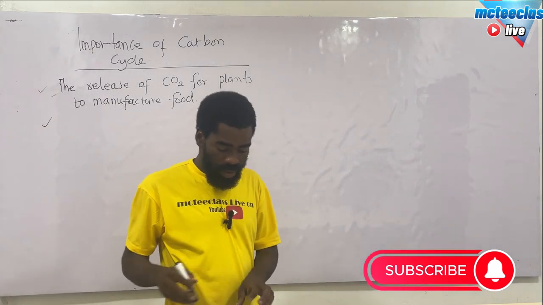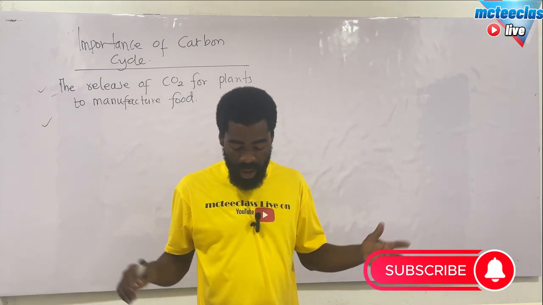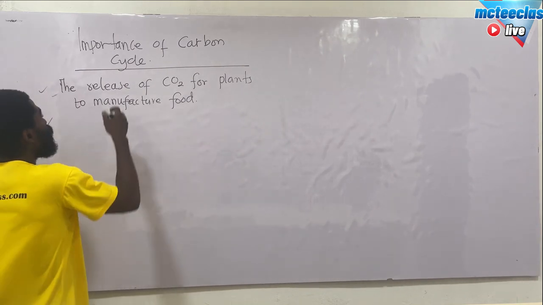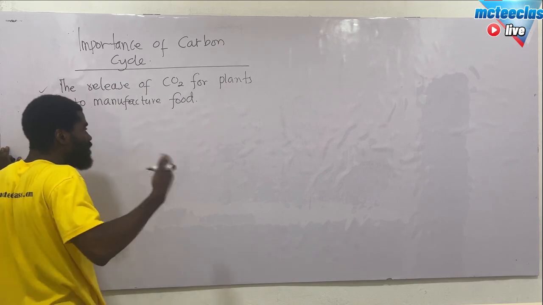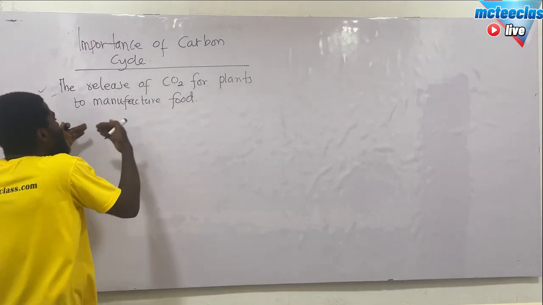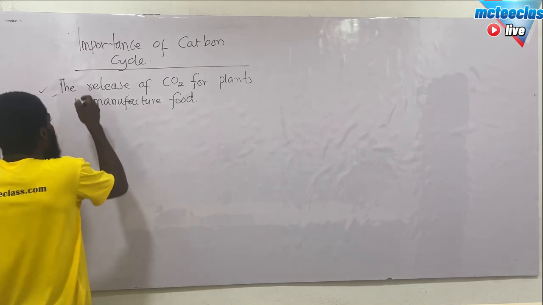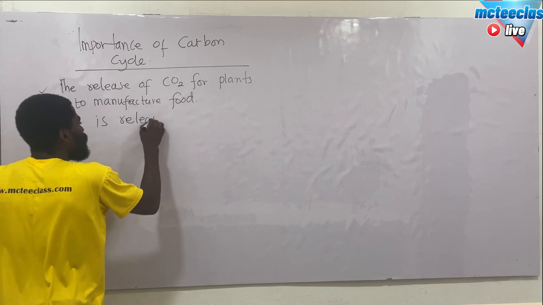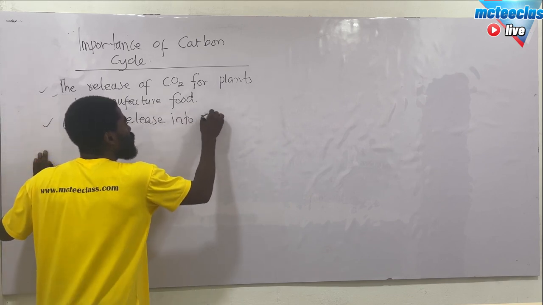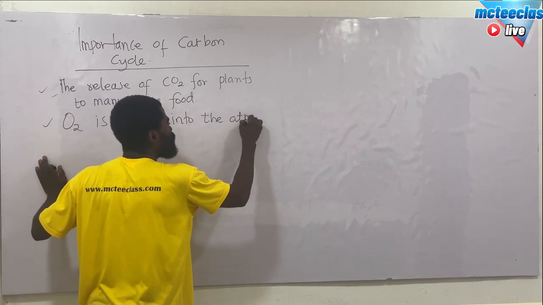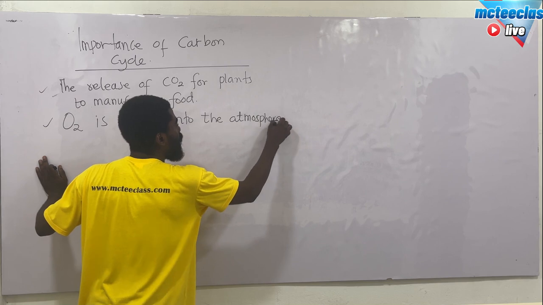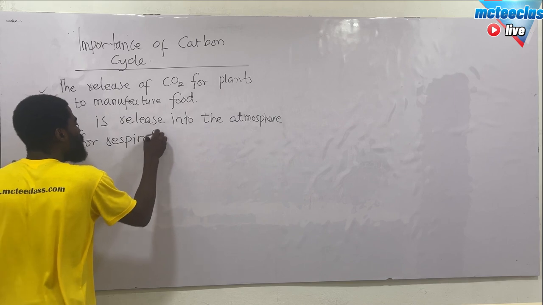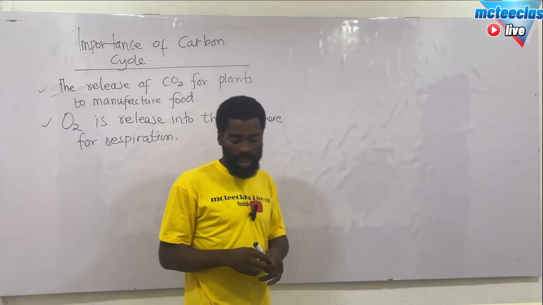It's very important. Oxygen is produced for living things to respire. Another importance is that when plants prepare their food, because of the cycle, they release oxygen. So another importance is that oxygen, which is O2 gas, is released into the atmosphere for respiration.